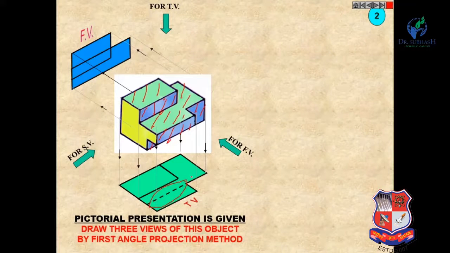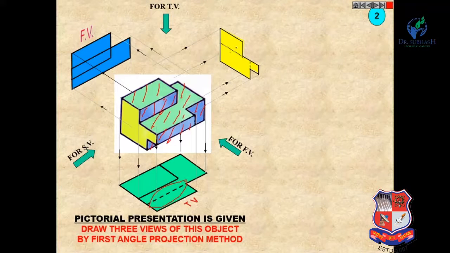Now for the side view. In this side view you can see this dash line is given. This is also a dash line. That hidden part you can see here. This is the left hand side view.